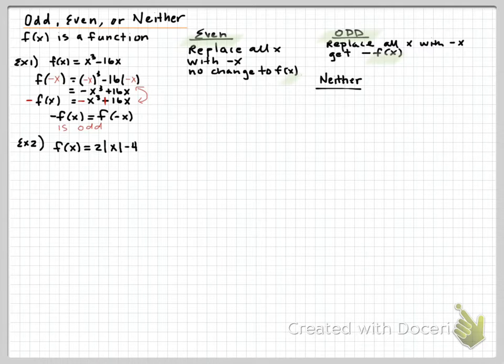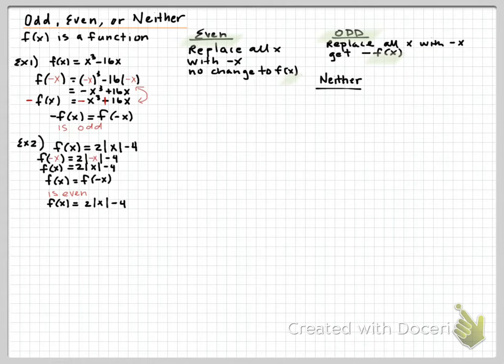Okay, let's look at the second example. This time I have f of x equals 2 times the absolute value of x minus 4. I'm going to do the same thing again. I'm going to replace every x with negative x. Okay, and notice in absolute value, negative x in absolute value is the same as x in absolute value. So I end up with really the original function. So by replacing every x with negative x, nothing happened to the function. I got the original function back. So again, when we replace all the x's with negative x and there's no change to the function, then I know that this function is what I call even.